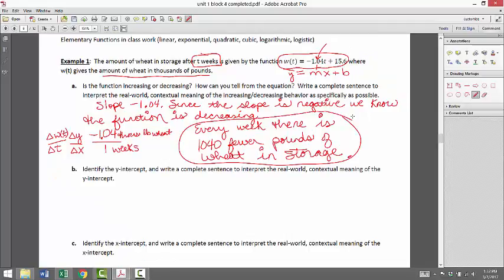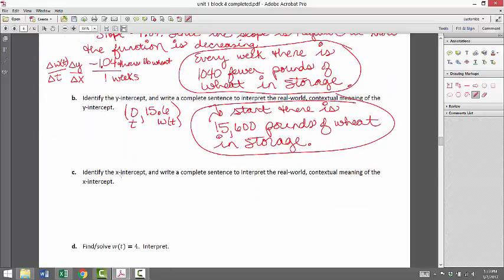It asks us to identify the y-intercept. Again, this is the form y equals mx plus b, and b represents the y-intercept. So our y-intercept here is 0, 15.6. Points on this graph have input value t, output w of t. T represents the number of weeks that have passed. W of t is the thousands of pounds of wheat in storage. So it's saying at 0 weeks, meaning to start, there is 15,600 pounds of wheat in storage.